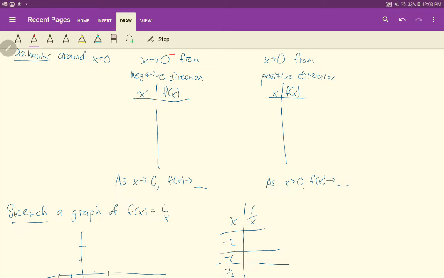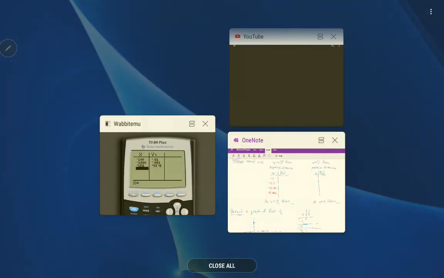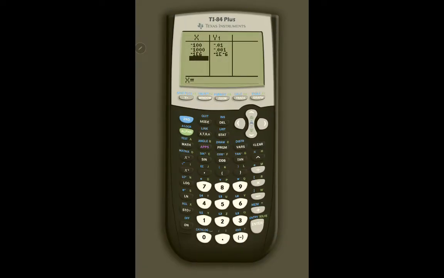So what are values that are close to 0 but in the negative direction? We could try negative 1, that's close to 0, but then what's closer to 0? Well, negative 0.1, and then negative 0.01, and so on. Let's see what happens here. So negative 1, negative 0.1, negative 0.01, negative 0.001. And I'll do negative 0.000001 too, just so you can see.